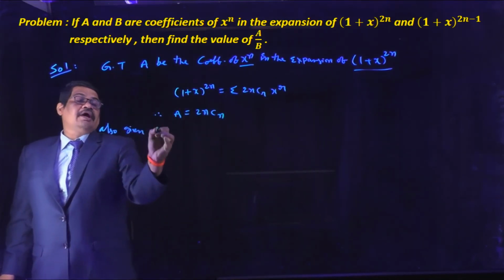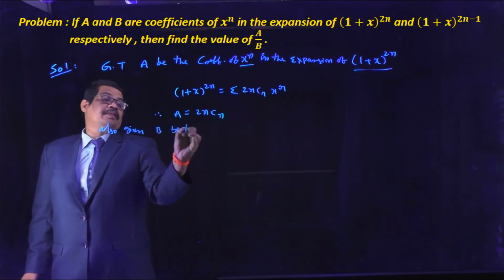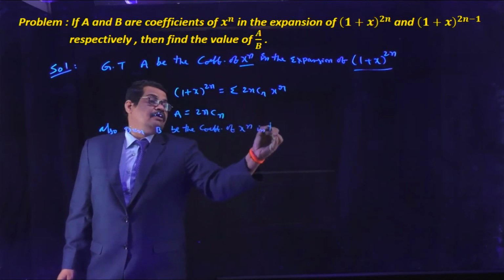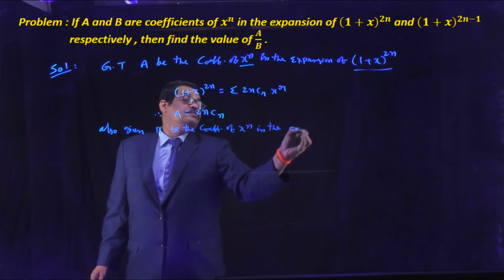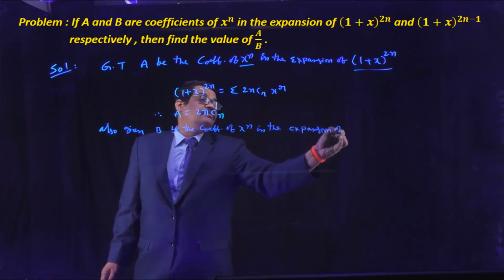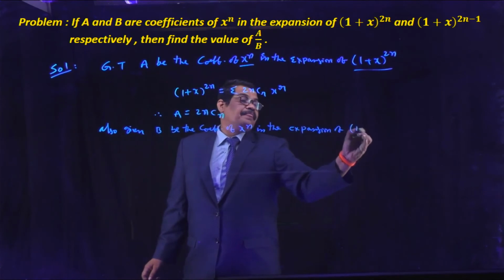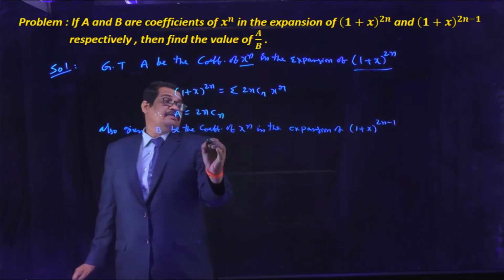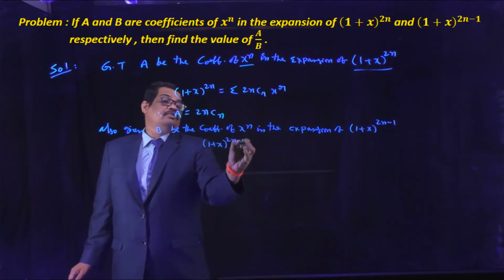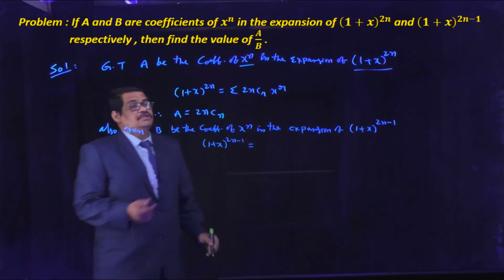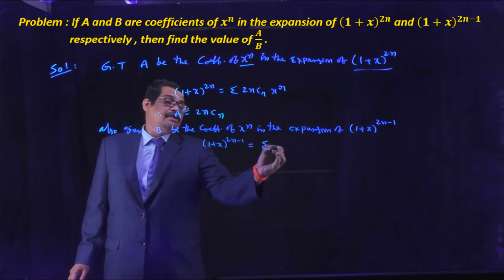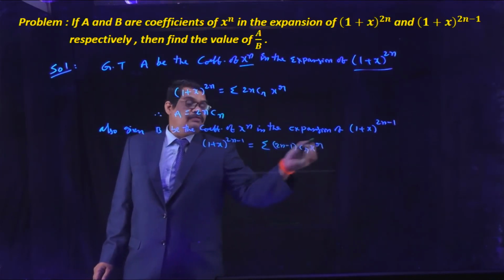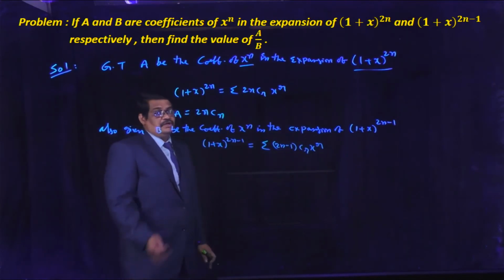Also, given capital B is the coefficient of x to the power of n in the expansion of (1 + x) whole power 2n minus 1. So what is the expression? (1 + x) whole power 2n minus 1 can be represented as 2n minus 1 C r x to the power of r.